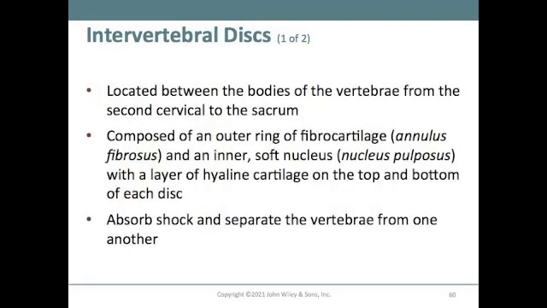So we've been talking about the intervertebral discs a little bit, and those are also pictured on the same figure, 7.16 on page 224, but they're located in between the bodies of the vertebrae, and from the second cervical down to the sacrum. They're composed of an outer ring of fibrocartilage and an inner soft nucleus with a layer of hyaline cartilage on the top and bottom of each disc. Their function is to absorb shock and separate the vertebrae from one another.